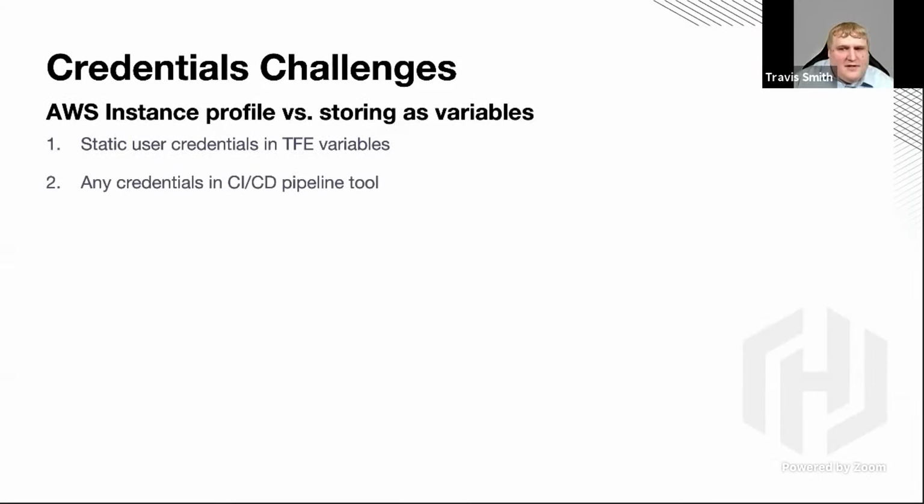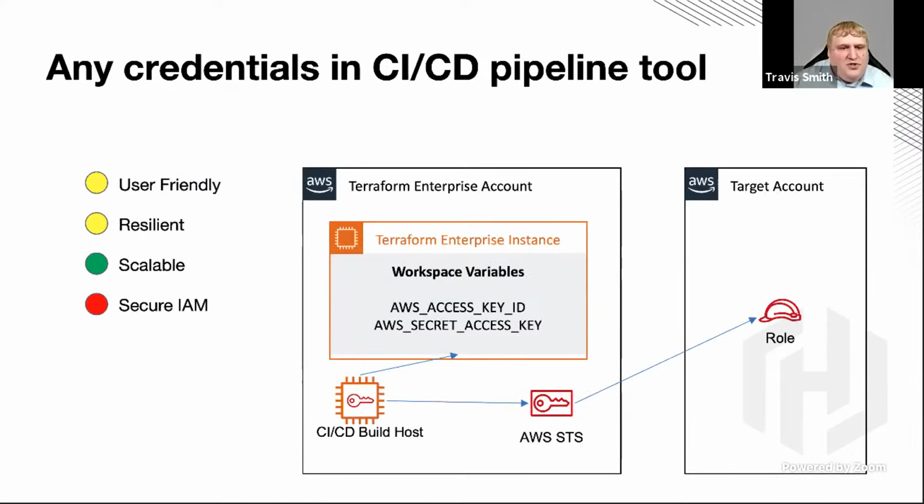Okay, so our next case was maybe we could do it during our CI/CD pipeline. So maybe as part of the pipeline, we generate credentials. We have a build host that pushes the credentials into Terraform Enterprise. Again, this is fairly user-friendly. The user doesn't have to do a whole lot. Somewhat resilient. You're relying on a single build host, but at the same time, it's a pretty standard part of the practice. It scales. You've only got one build host. It's able to assume roles. But again, we're not really secure here.